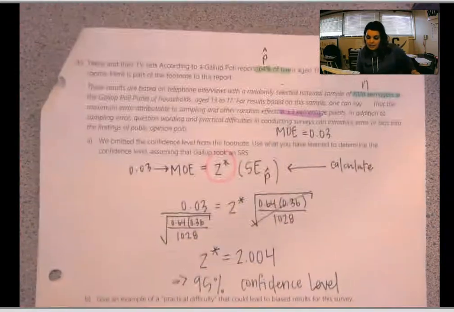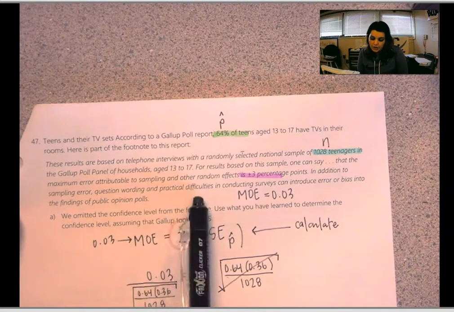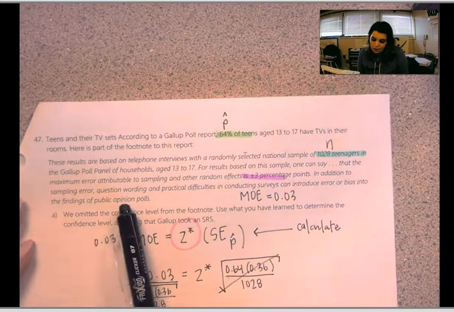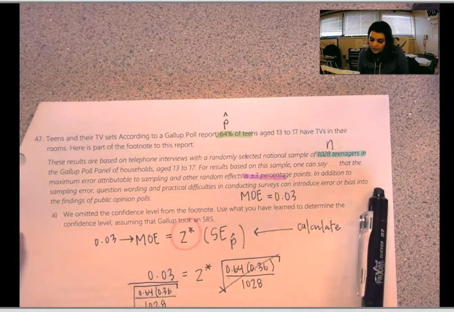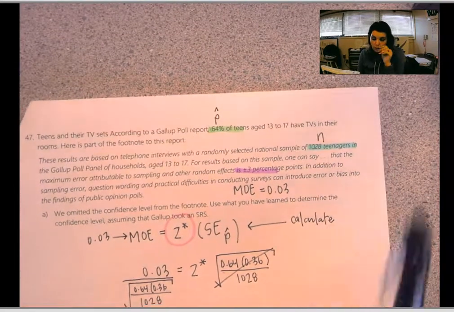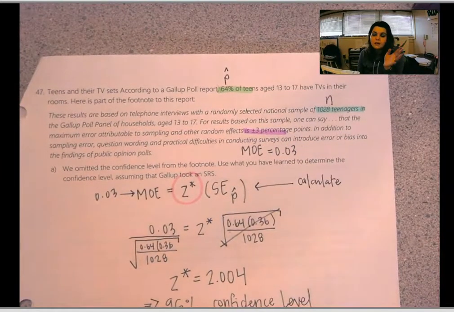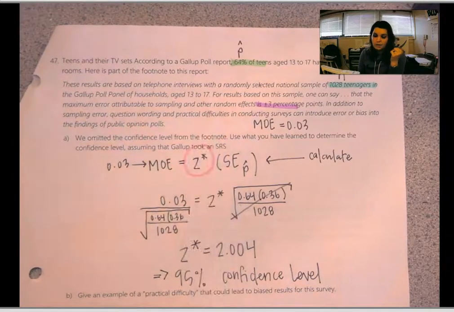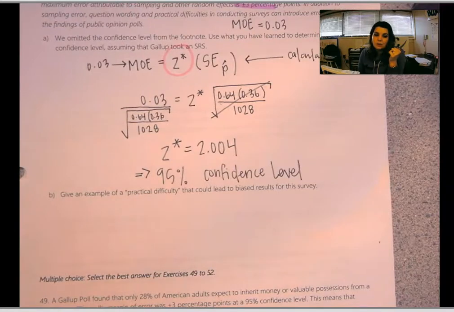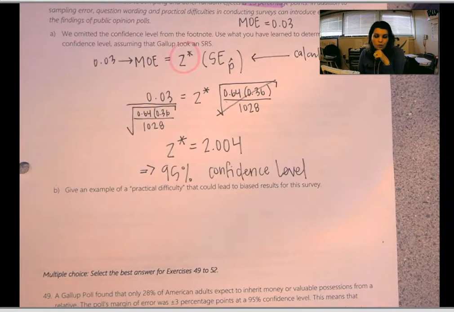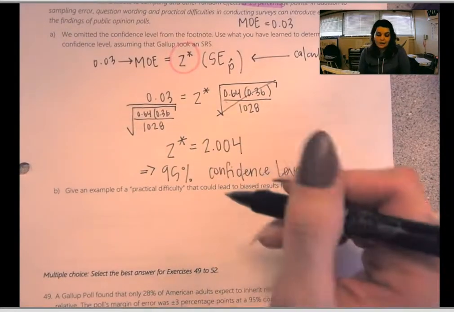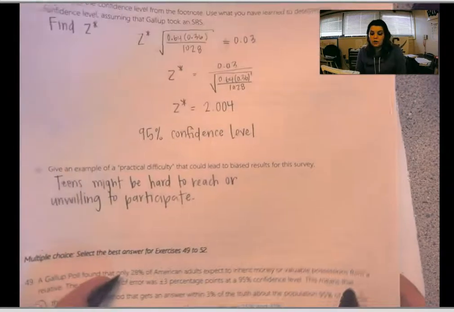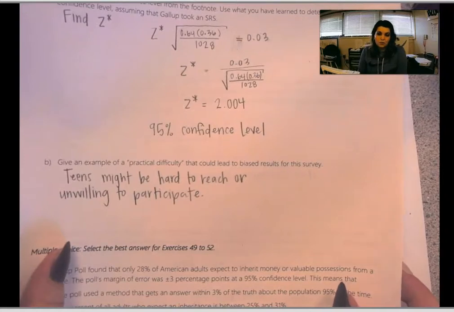In the footnote, it says, in addition to sampling error, question wording, and practical difficulties in conducting surveys, can introduce error or bias into findings of public opinion polls. So I think that I read that weirdly, but essentially what they're saying is, in addition to regular sampling error, we can have errors due to question wording and practical difficulties. So down here it says, give an example of a practical difficulty that could lead to a biased result for this survey. Well, what your book has here is that teenagers might be hard to reach or unwilling to participate.